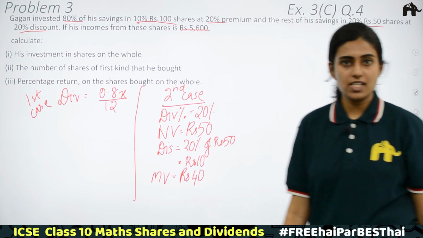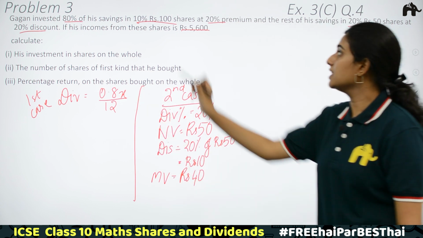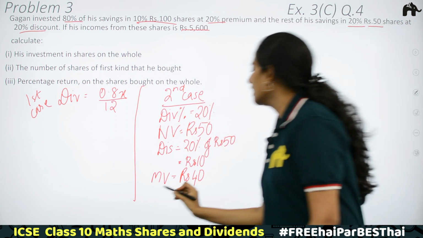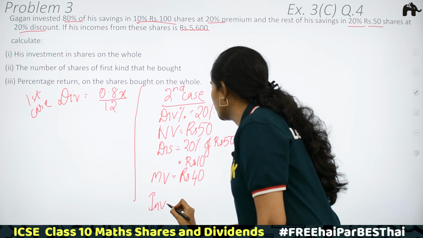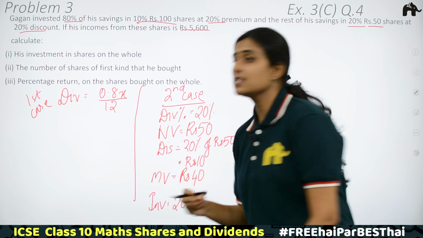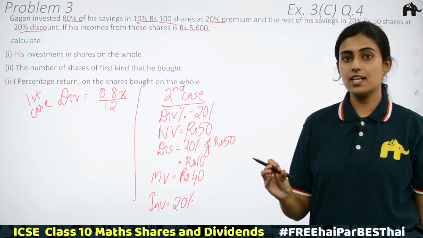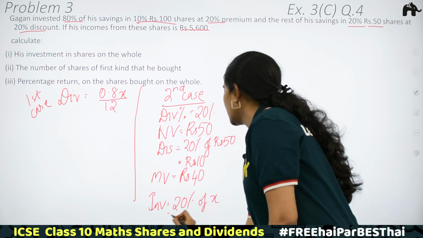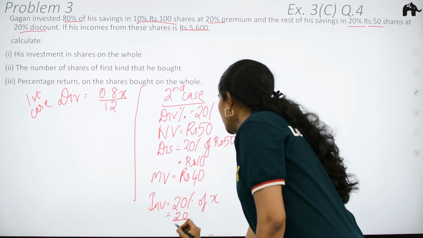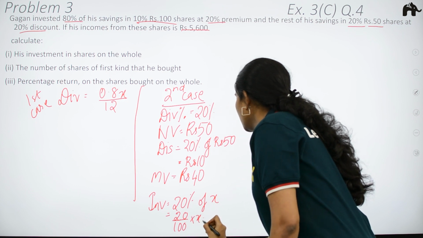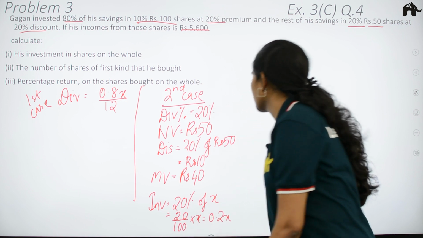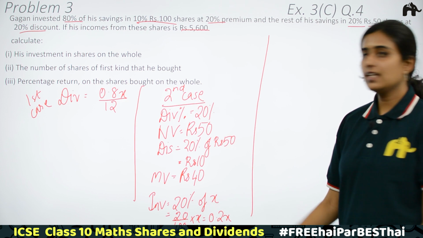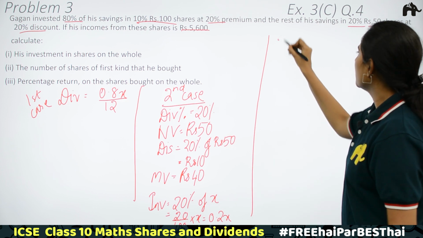Here again we need the investment. 80% of his savings was in the first case. Then what is remaining? 20%, right? So here the investment will be equal to 20% of his total savings. What was total savings here? X is the total savings, that is 20% of X, that is 20 by 100 into X equal to 0.2x. Clear?